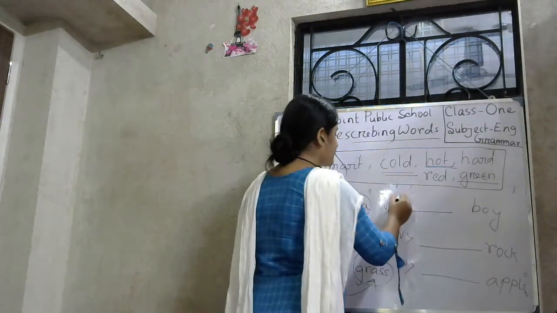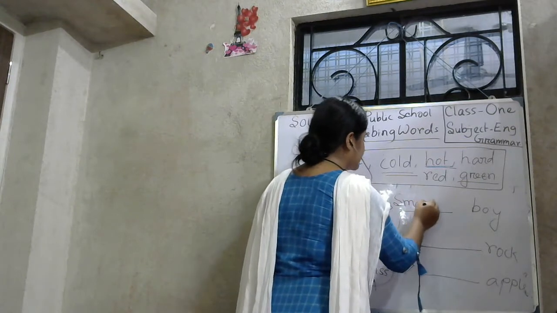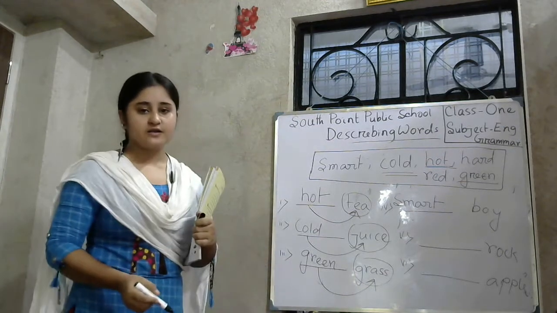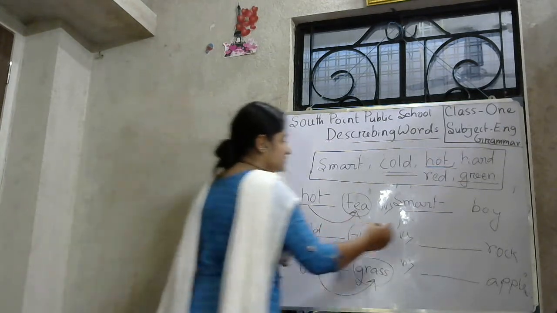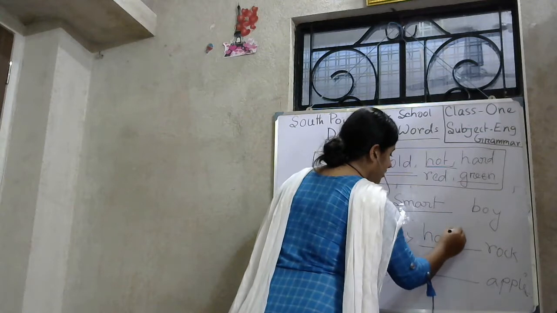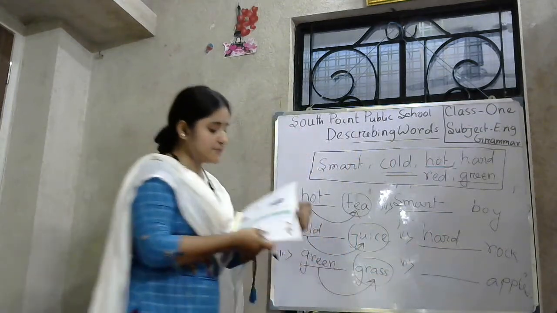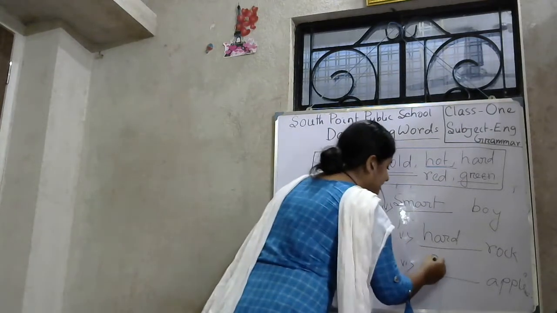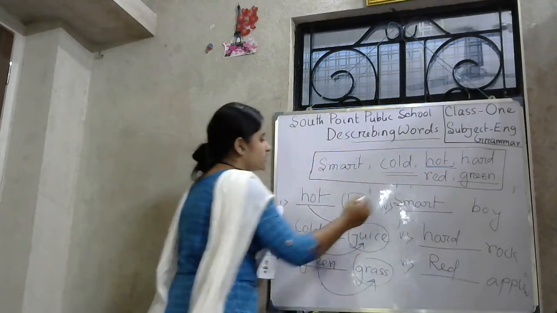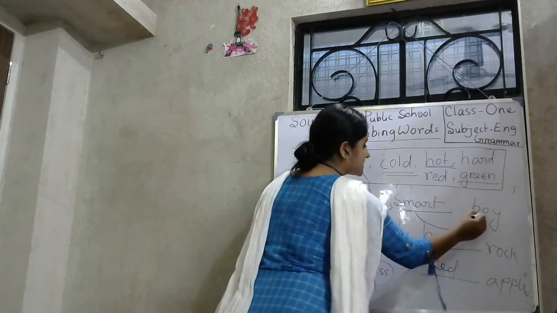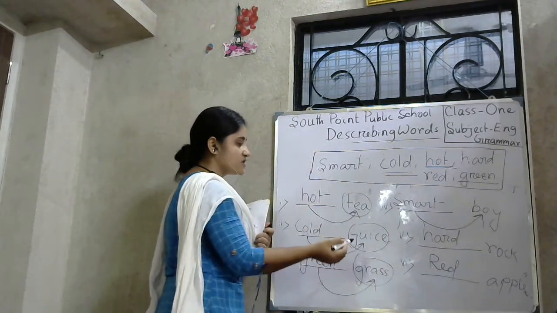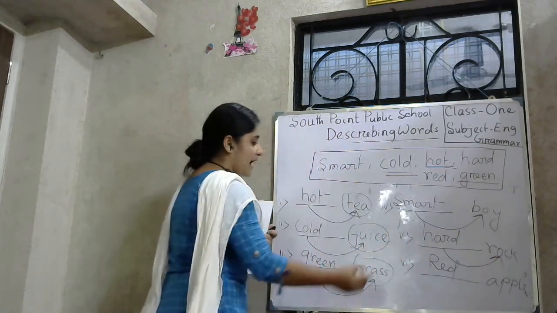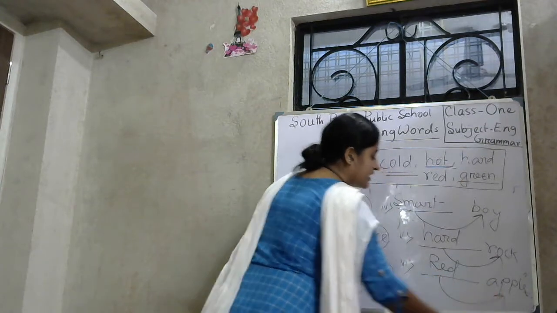Dash boy. You can write smart boy. S-M-A-R-T, smart boy. Then dash rock. Rocks are generally hard. So you can write hard rock. H-A-R-D, hard rock. And dash apple. Here is the picture of a red apple. So you have to write red apple. R-E-D, red apple. Now student, the word smart describes the boy's nature or character. Hard describes the surface of the rock. And red describes the color of the apple.